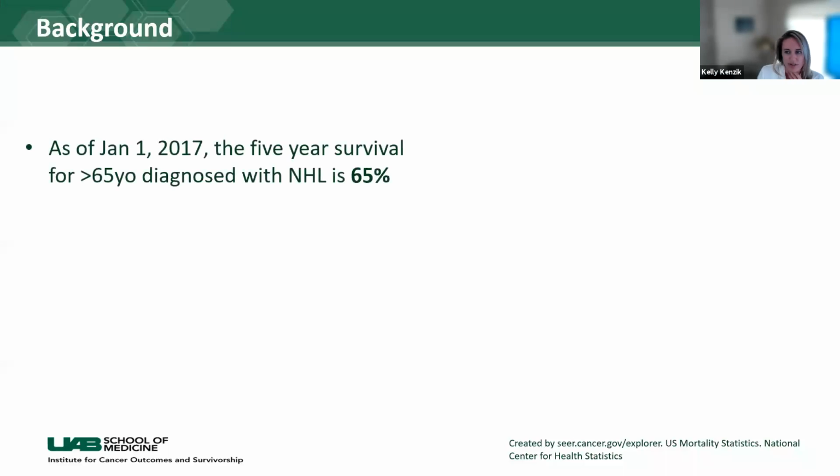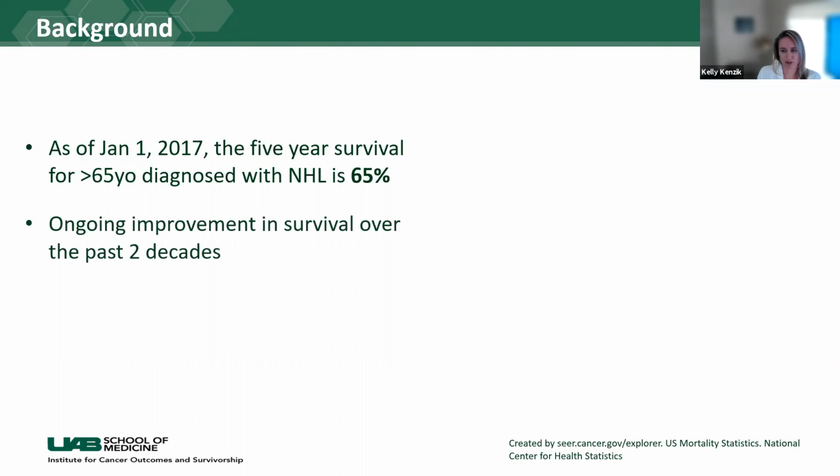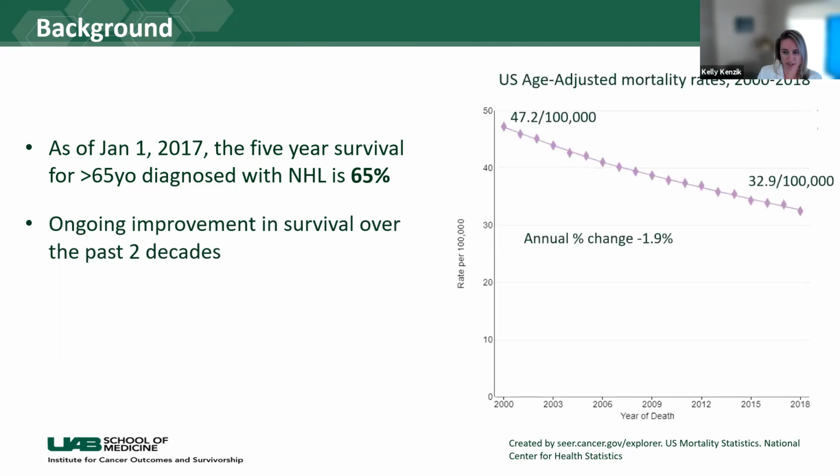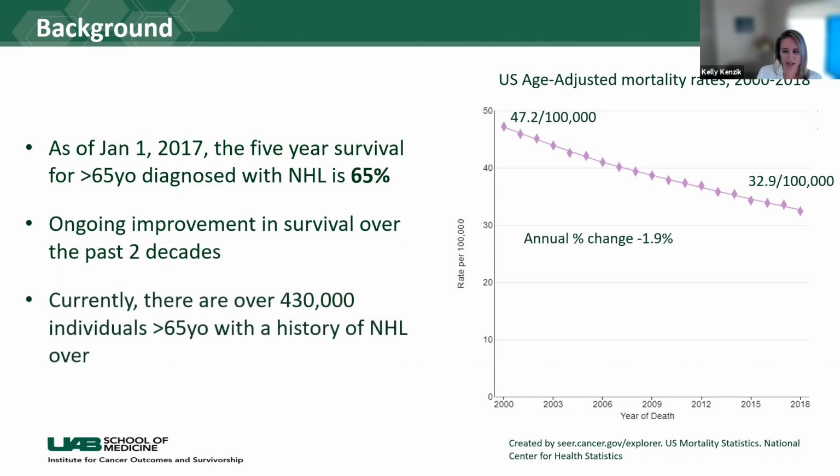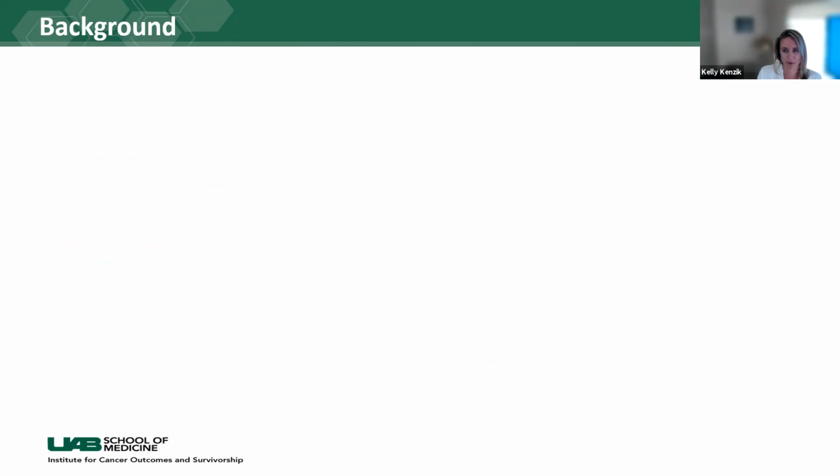The most recent survival data estimates that the 5-year survival rate among older adults diagnosed with non-Hodgkin lymphoma is 65%. There have been continued improvements in survival over the past 2 decades, and you can see that reflected in this graph of mortality rates among older non-Hodgkin lymphoma patients. This declining mortality trend has resulted in over 430,000 individuals over the age of 65 living with a history of non-Hodgkin lymphoma.